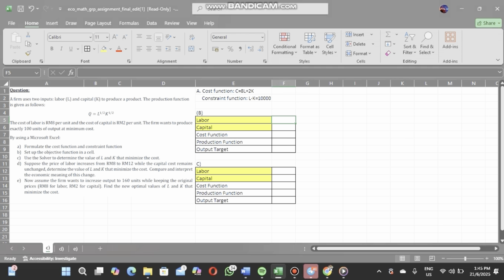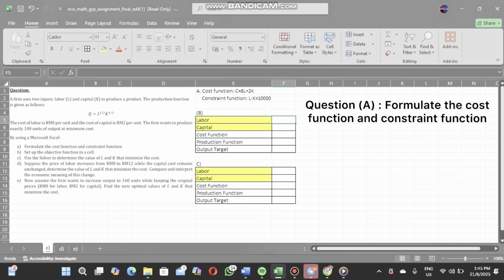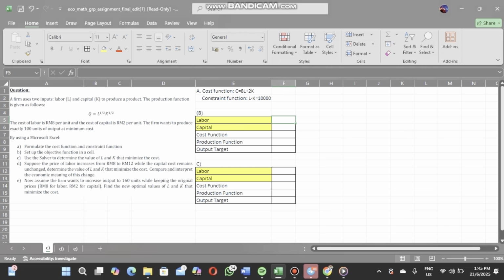For question A, formulate the cost function and constraint function. Basically, the cost function is cost equals labor times capital. For this question, we got 8 labor and 2 capital. So our cost function is cost equals 8 labor plus 2 capital.